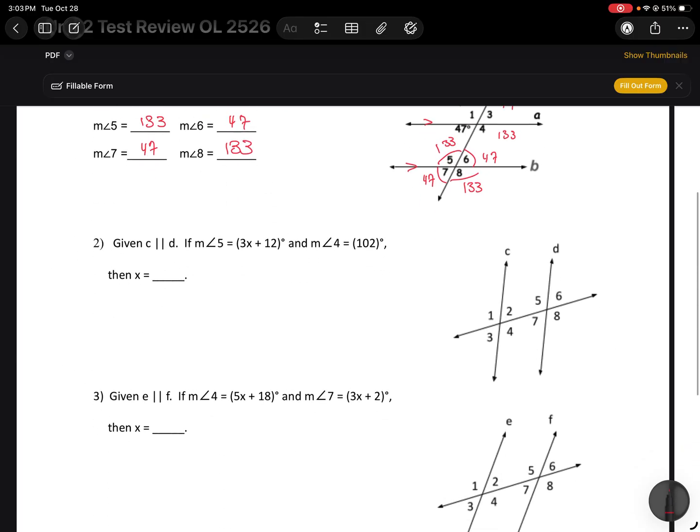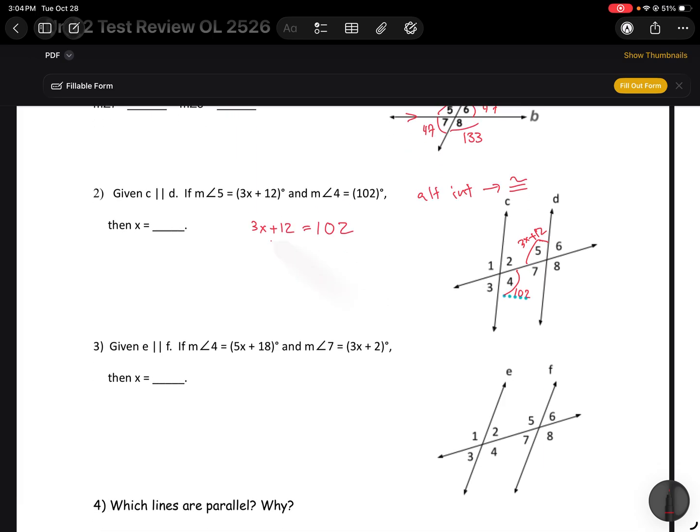Alright, number 2. Angle 5 is equal to 3x plus 12, and angle 4 is equal to 102. These are alternate interior angles, which tells me these are congruent. So I can set 3x plus 12 equal to 102, and then I can subtract 12 from both sides and divide both sides by 3 to solve for x. So x is equal to 30.